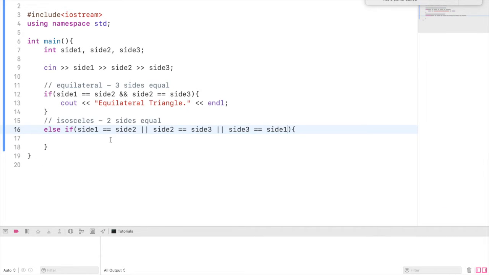And one thing to note, the reason why we're using or signs here instead of and signs is because in order for the triangle to be isosceles, any one of these conditions needs to be met. Either side 1 equals side 2, or side 2 equals side 3, or side 3 equals side 1. Whereas over here, in order to be an equilateral triangle, both of these conditions have to be met, of side 1 equaling side 2, and side 2 equaling side 3. So anyways, if this condition is met, then we can do cout isosceles triangle.